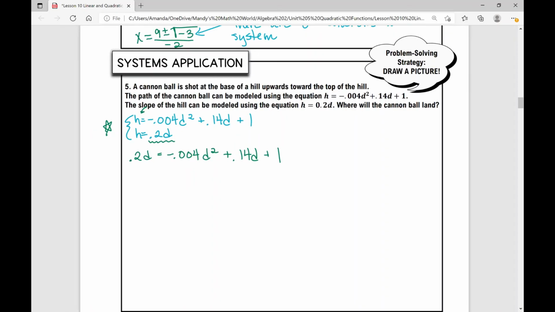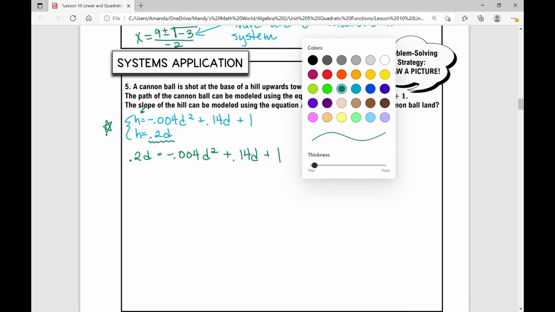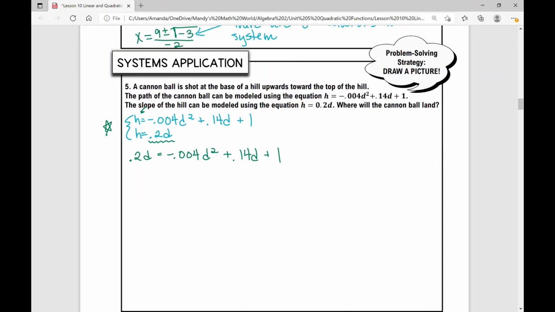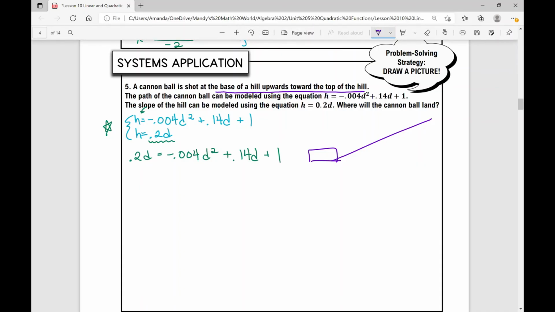And maybe I should go ahead and draw my little picture here, because I didn't do that yet. So let me actually take this opportunity to draw a picture. If a cannonball is shot at the base of a hill, upwards toward the top of the hill, then I've got a hill right here. I have a cannon with a cannonball in it. And the slope of this hill can be modeled using the equation h equals 0.2d.